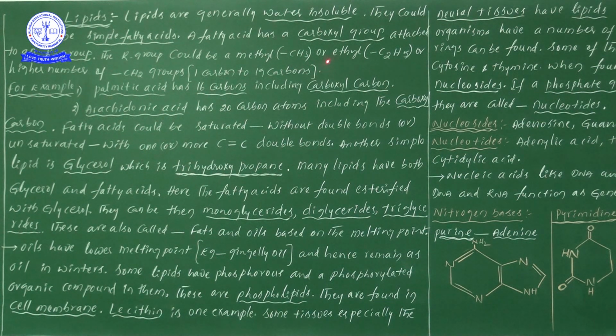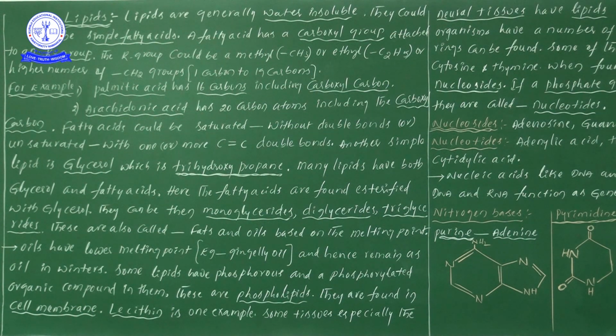Or maybe an ethyl group, C2H5, or a higher number of CH2 groups with 1 carbon to 19 carbons. Means whatever the R group may be, we can take a methyl group, or an ethyl group, or a higher number of CH2 groups with 1 carbon to 19 carbons. Let me give an example so we will understand.